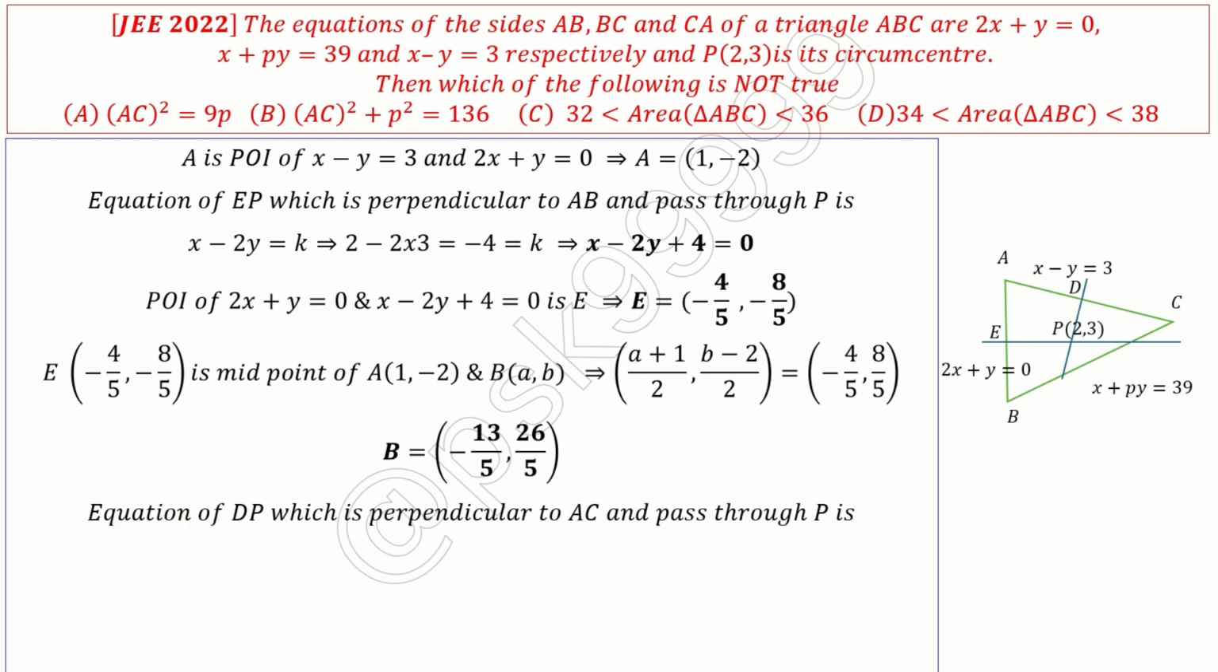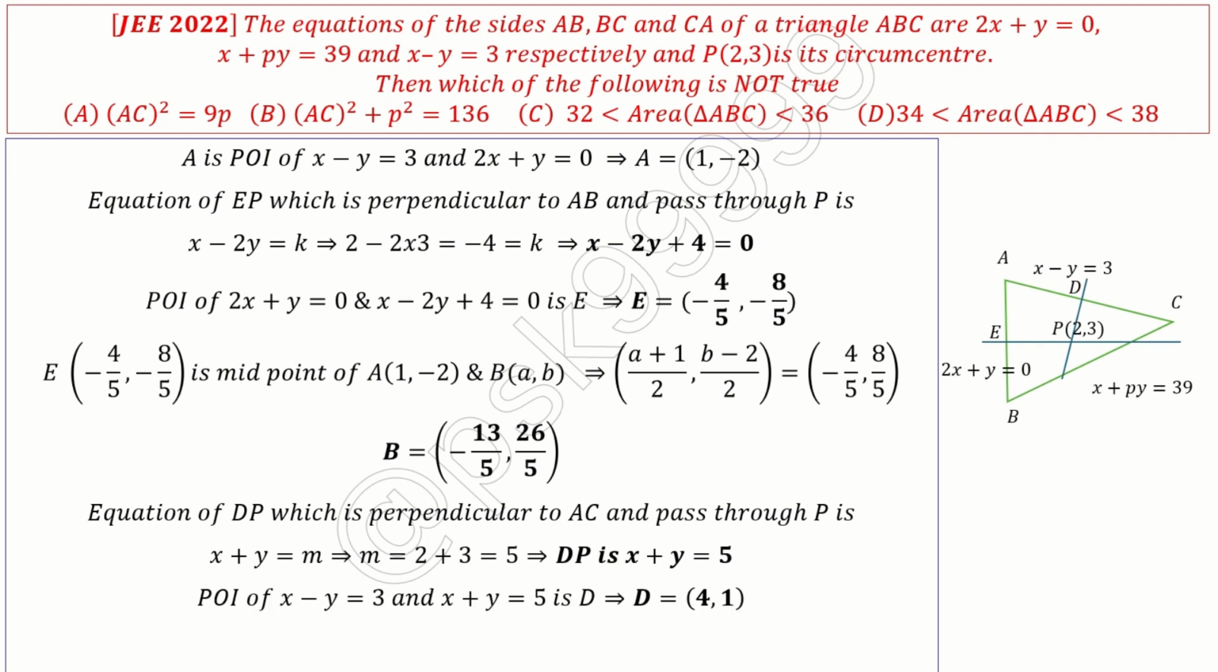Similarly, I will do it for the other equation. The equation of DP, which is perpendicular to AC and passes through P, is x plus y equal to M, correct? Because AC is x minus y equal to 3. I get the M value, and the equation of DP is x plus y equal to 5. The point of intersection of these two lines, AC and DP, gives my D value, which is (4, 1). I have A and D, so I can get C. My C is (7, 4), because D is the midpoint of A and C.